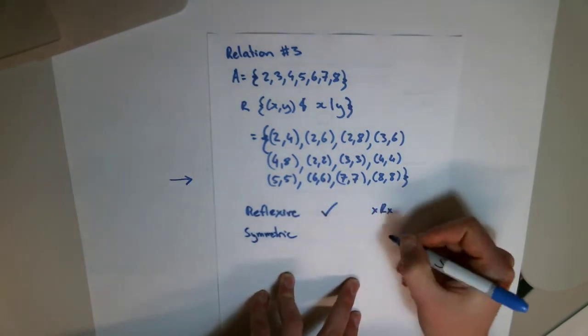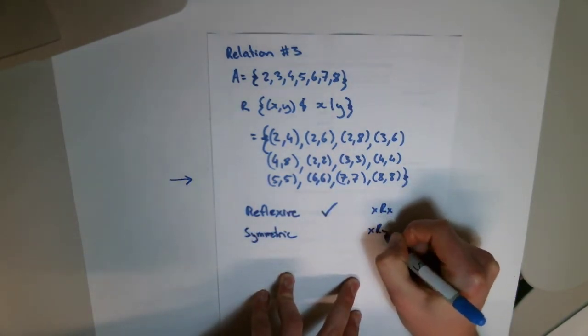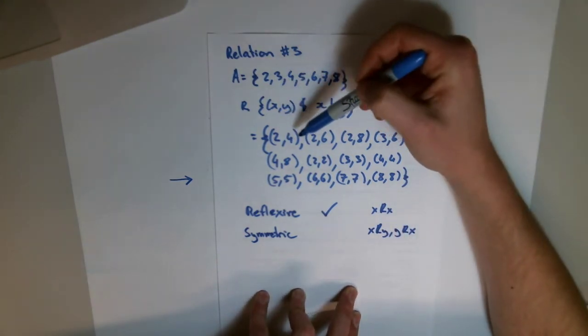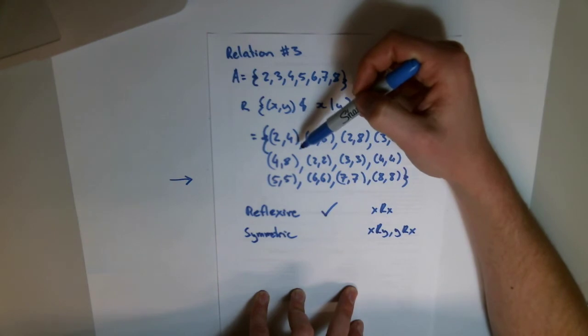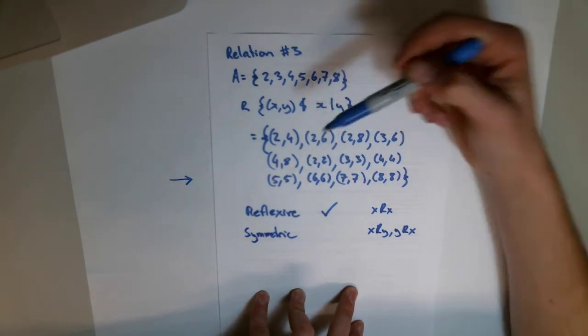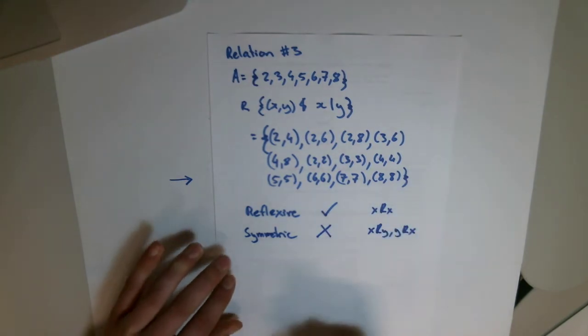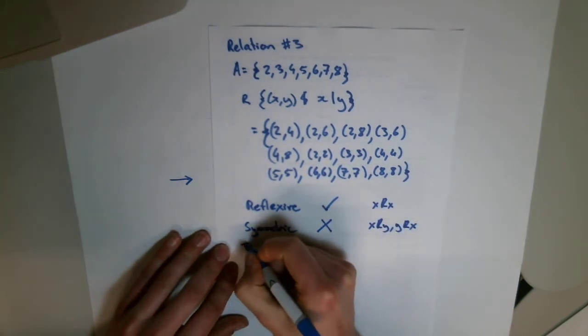Now we want to check whether it is symmetric. So again, this is if we have x mapped to y, then y is always mapped back to x. So we've got 2 to 4. Do we have 4 to 2? No, we don't. So therefore, we found a counterexample. This is not a symmetric relation.